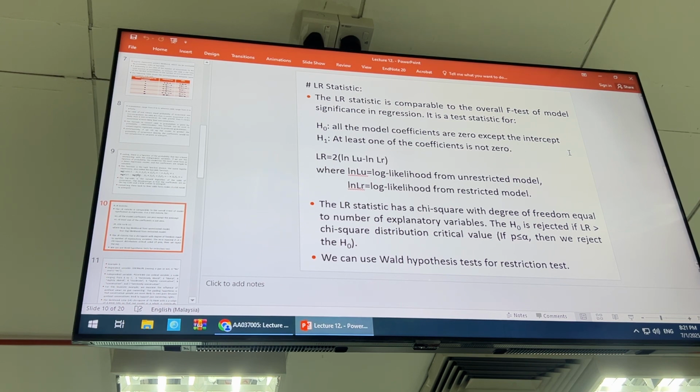Or you can also just decide based on the p-value. So if you use that, you provide the p-value as well. If the p-value is less than the significance level alpha, then we reject the null hypothesis. And then we can use hypothesis tests, just like how we performed them previously for the case of normal regression.